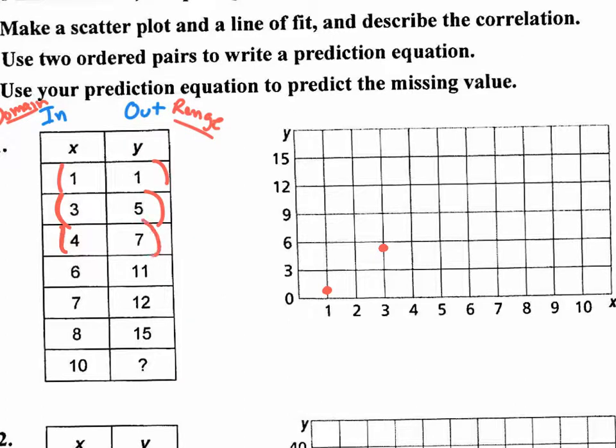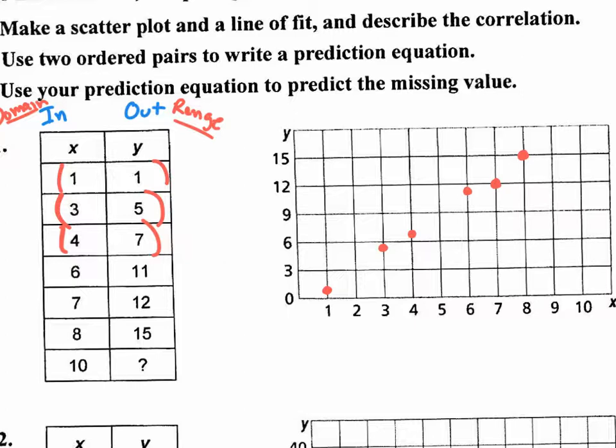Next one, 4, 7, 4 on the X, 7 on the Y. Here's 6, 1/3 of the way up more. It's going to be right there, 4, 7. 6, 11, 6 on the X, 11 on the Y. It's almost to 12, so 2/3 of the way up from 9 to 12. And go ahead and plot the rest.